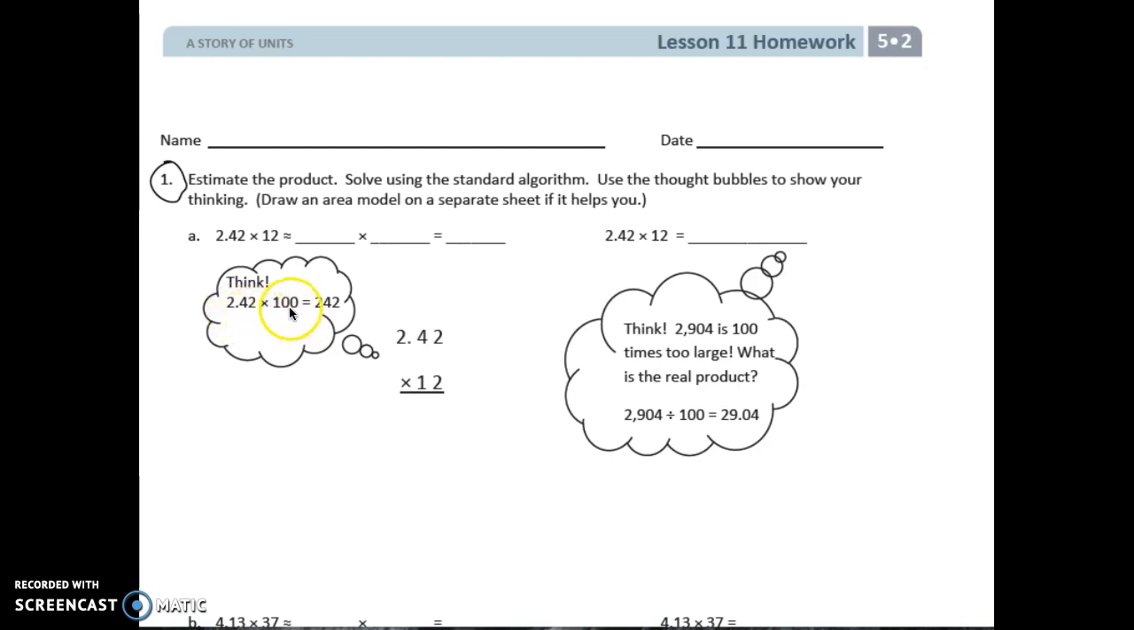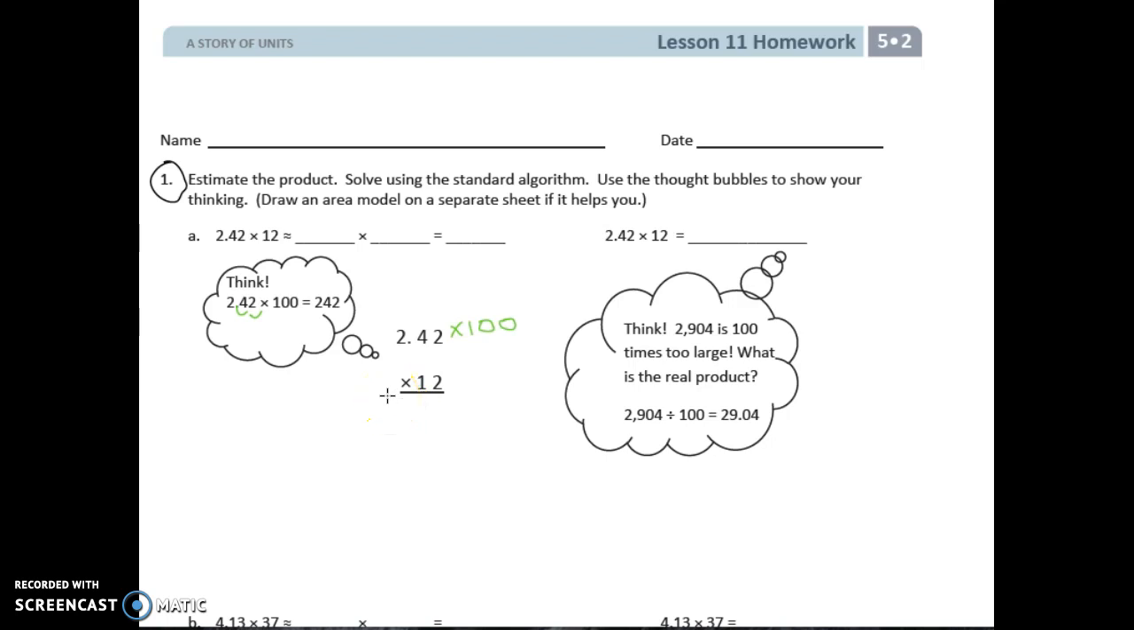Because if you multiply times 100, remember there were 2 zeros here. So what's happening is it's taking this decimal and moving it over 2 places. So now you have your 242. If we do that here, this times 100, then at the end, to come back to what we were working with, we take our answer and divide by 100. Then we'll get something more real.